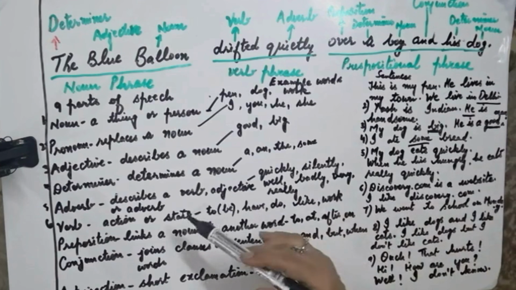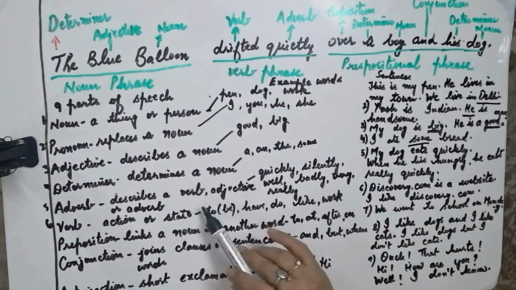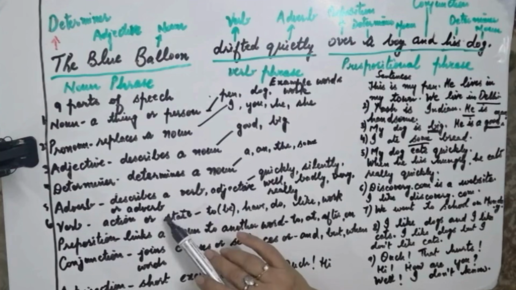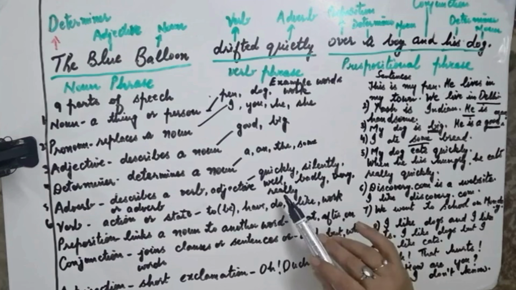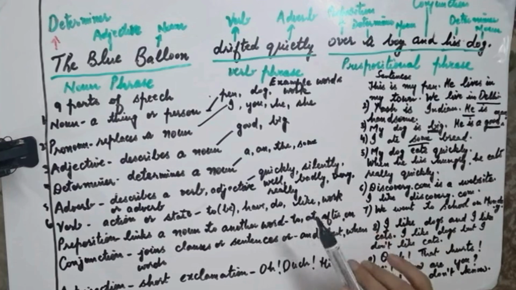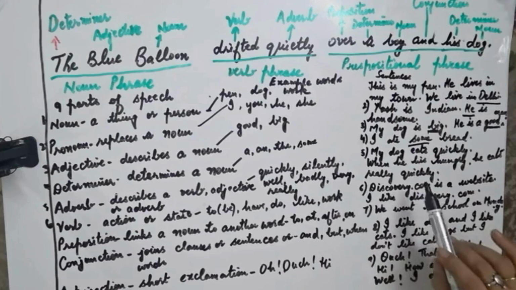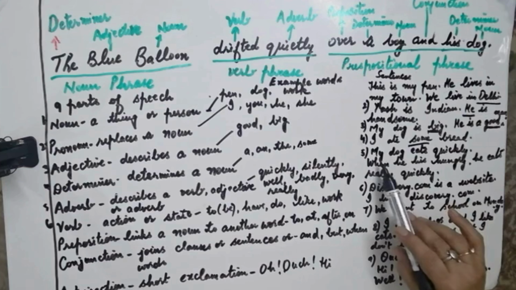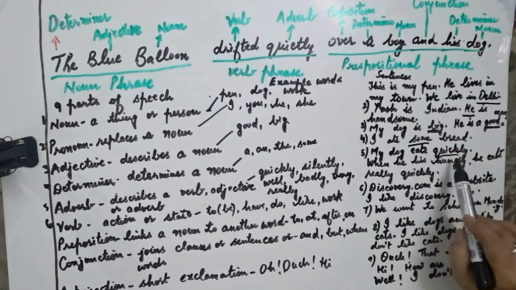So the next is adverb. It describes a verb, adjective or adverb. Example words are quickly, silently, well, badly, very, rarely. Example sentence: my dog eats quickly. How does the dog eat? He eats quickly.